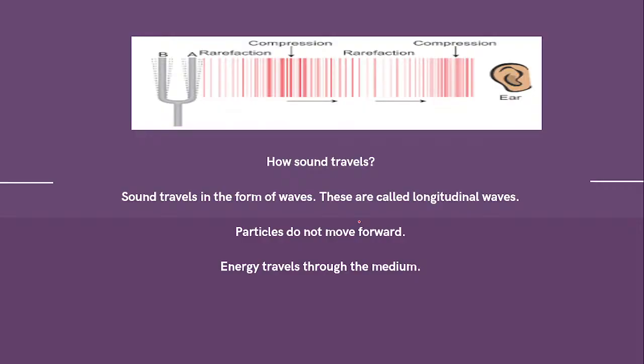Now you know how the sound will travel through vibration of the particles in to and fro motion, right? Now sound travels in the form of waves. Okay, so now what type of waves? There are two types of waves: one is longitudinal wave, another is transverse wave. And sound will travel in the form of longitudinal waves.